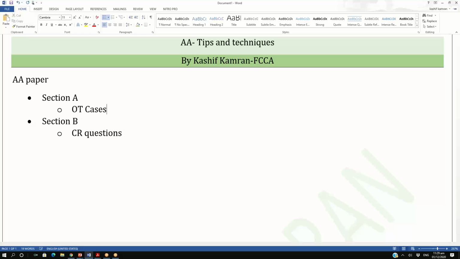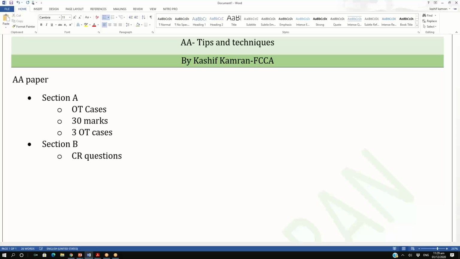Now, when you look at the OT cases in the first section, section A, we know these OT cases are a total of 30 marks. And when you look at the division of these 30 marks, there are basically 3 OT cases, right? And cumulatively, these 3 OT cases are worth 30 marks. So that means each OT case is worth 10 marks.